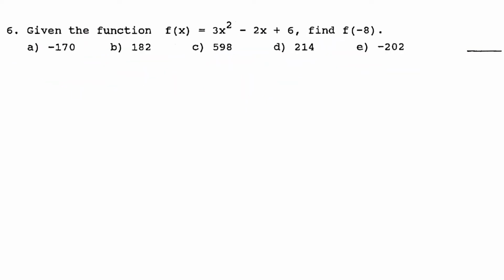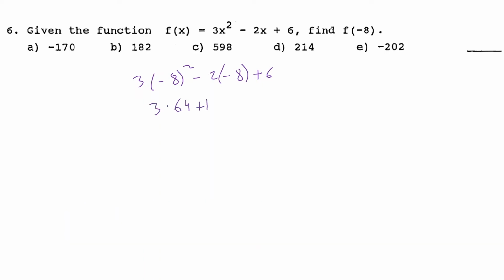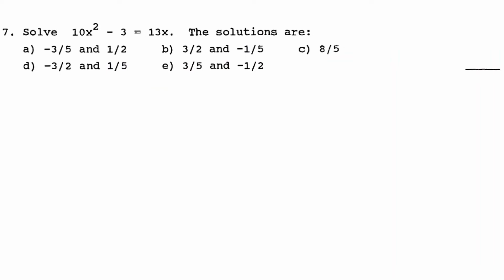Next. Given the function, find f of negative 8. Super simple. 3 times negative 8 squared minus 2 times negative 8 plus 6. So 3 times 64 plus 16 plus 6. This is 192, and 192 plus 22 is 214. D.